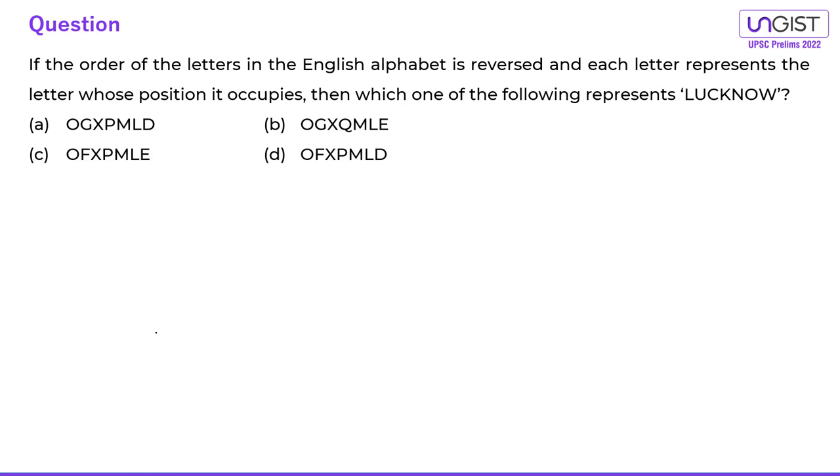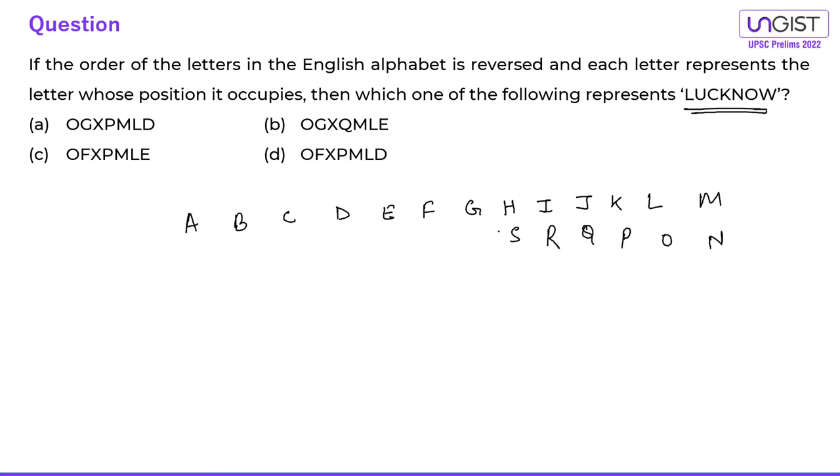Next question is, if the order of the letters in the English alphabet is reversed and each letter represents the letter whose position it occupies, then which of the following represents Lucknow? Alright, they are saying each letter in the English alphabet is reversed with respect to their position. Okay, fine. So, A, B, C, D, E, F, G, H, I, J, K, L, M, N, O, P, Q, R, S, T, U, V, W, X, Y, Z. Right. So now this is Lucknow.